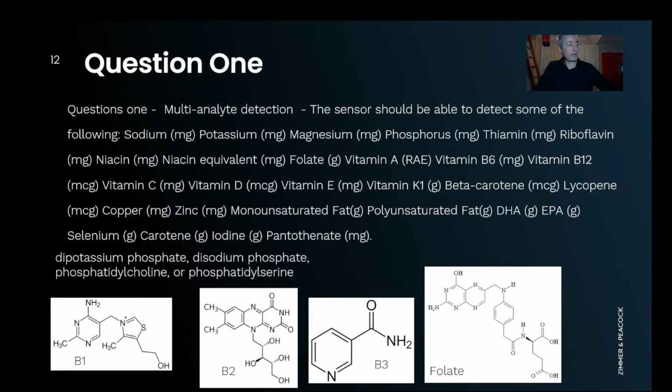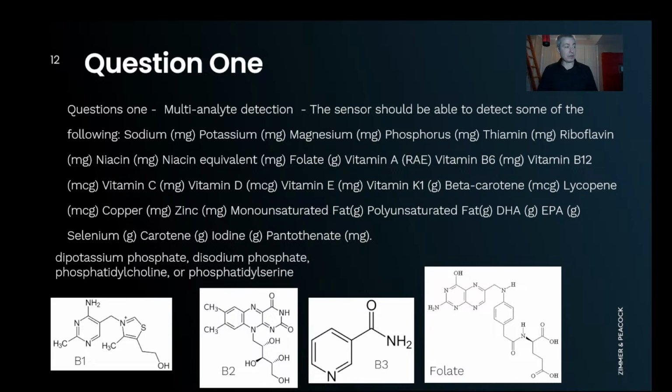The question rather is not whether you can sense them. The question is, can you sense them in the matrix of interest? What I mean by that is, all of these molecules are intrinsically electrochemically active. Vitamin B3 is the worst, B1 is definitely, B2 is, and folate is definitely electrochemically active. So that means we can detect them quite simply.